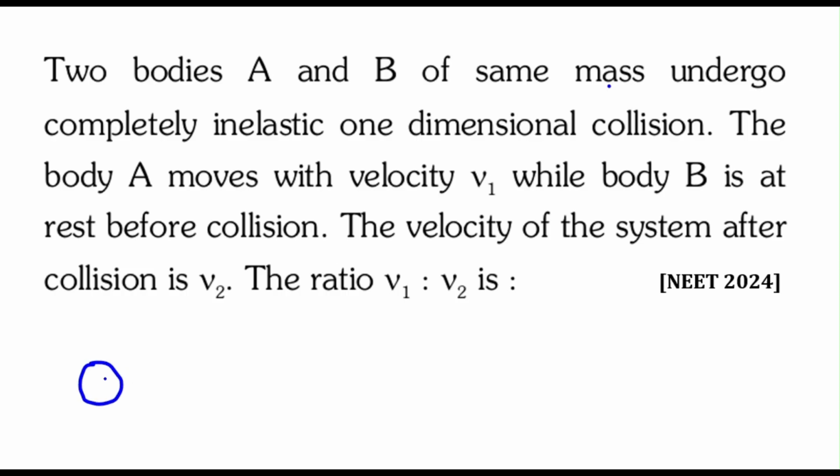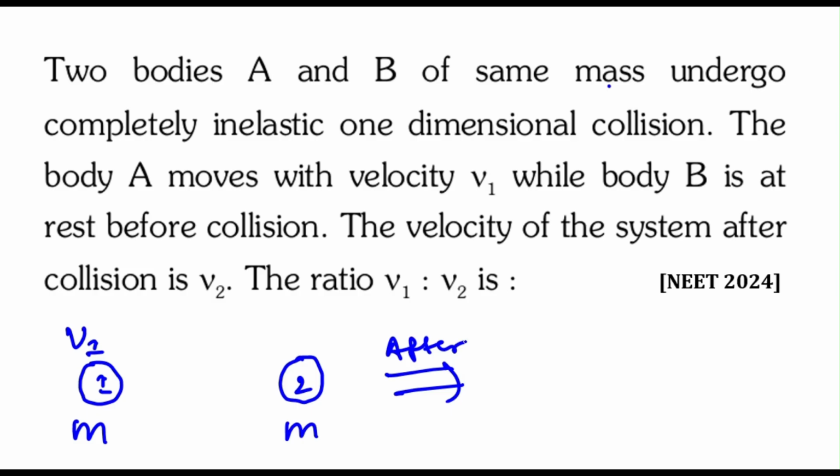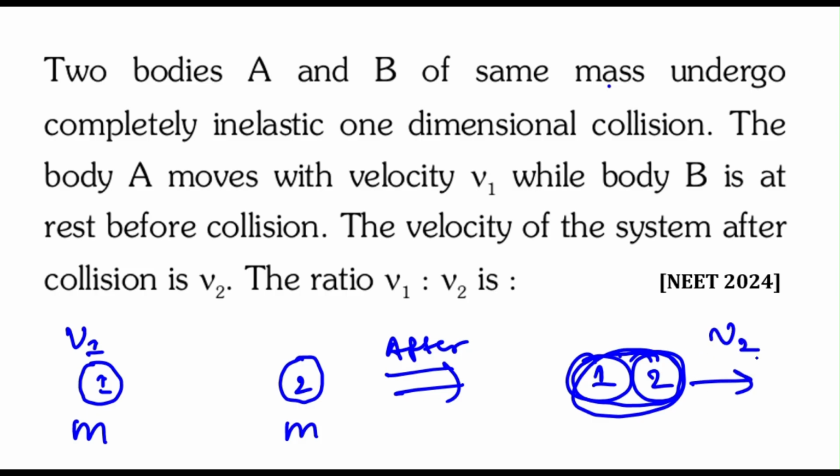Before collision, let's say this is body 1 moving with velocity v1 and it has mass m. This is body 2, which is at rest, and both are of the same mass, so m. After collision, what happens? These two bodies stick together. That's what happens in a purely inelastic collision. So these two bodies stick together and move with a common velocity, let's say v2. So we have to find v1 is to v2.